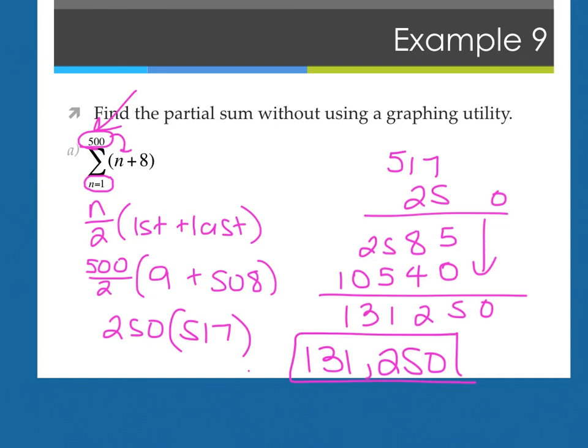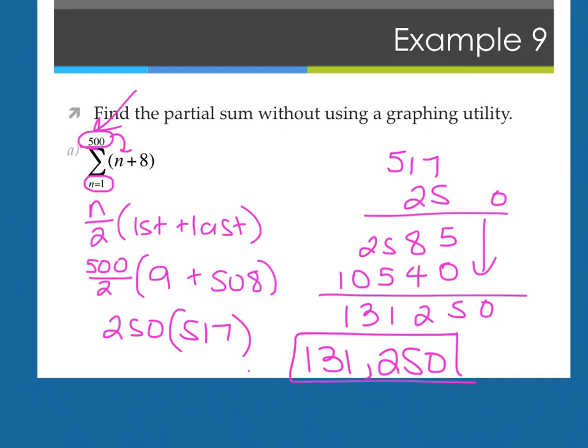So I'd get 131,250. This is, again, another example where you could figure this out without the formula. You could plug in 1, then 2, then 3, then 4, then 5, then 6, all the way up to 500. It would take you a lot of time. Okay, but you could do it that way.